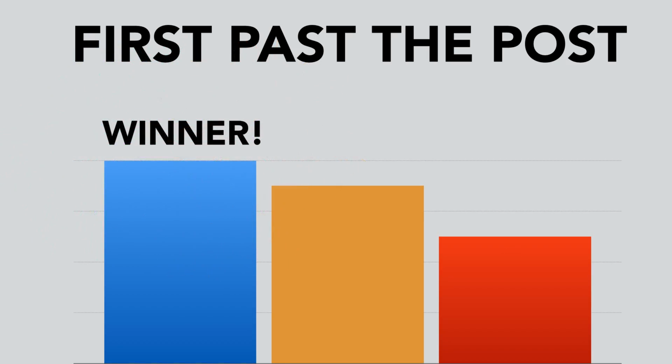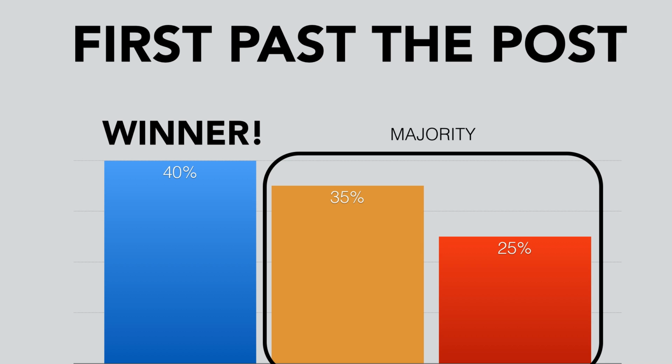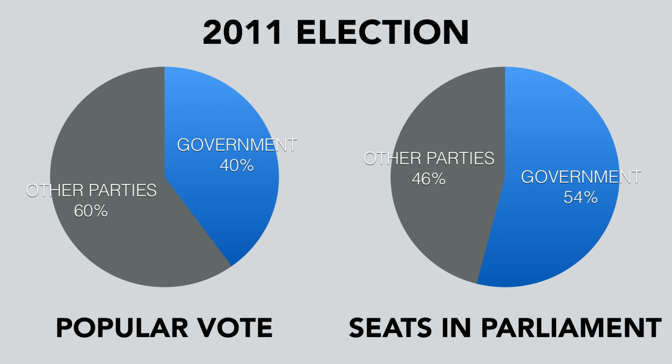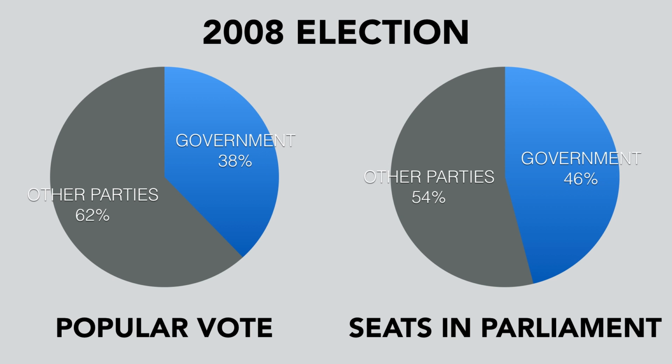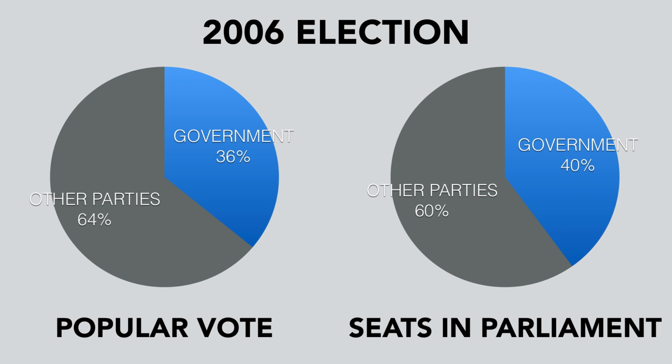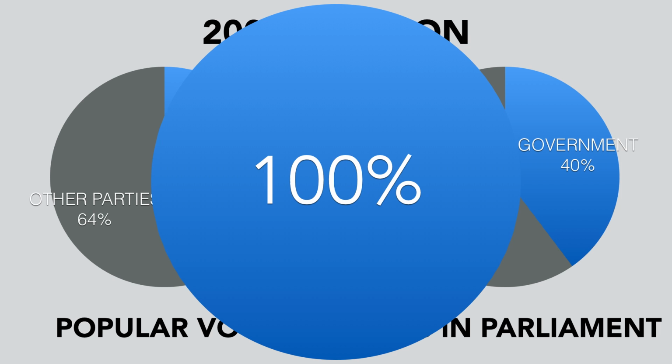than the other parties. Because of this, in the last election in 2011, the party that went on to form a government received 40% of the vote and got 54% of the seats in Parliament. In 2008, they received 38% of the vote and got 46% of the seats, and in 2006, 36% of the vote and 40% of the seats, all of which translates to 100% of the power, to a party that most Canadians did not vote for.